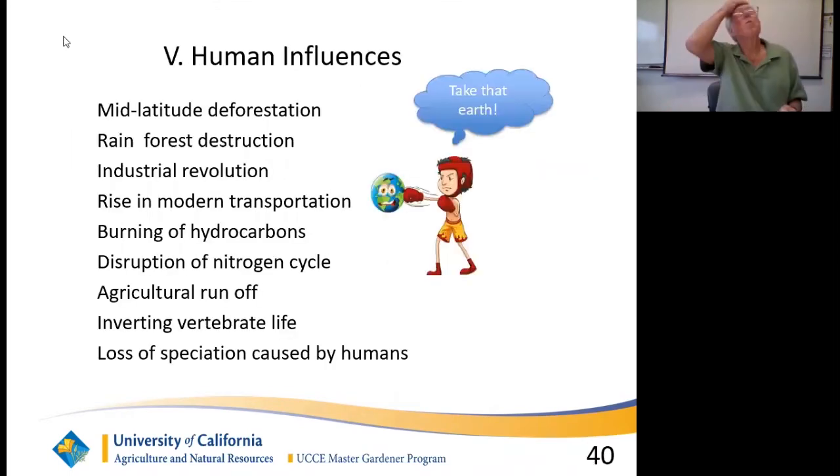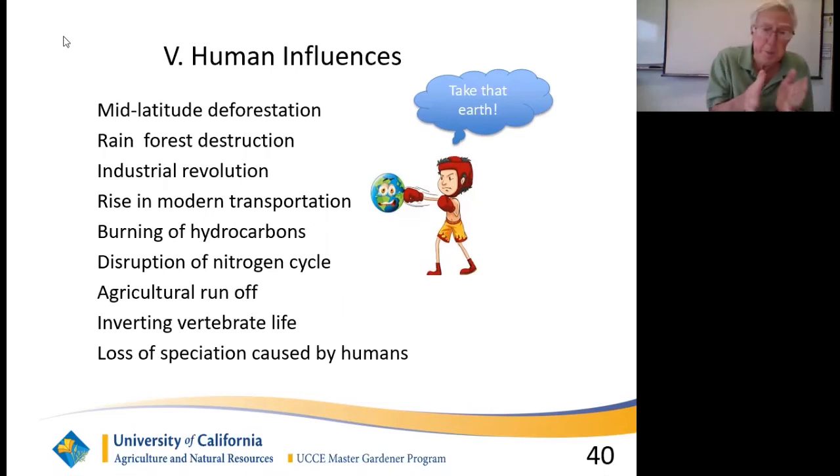So let's move on to human influences. It's part 5 in our outline. And we'll look first at a combination of mid-latitude deforestation and rainforest deforestation.